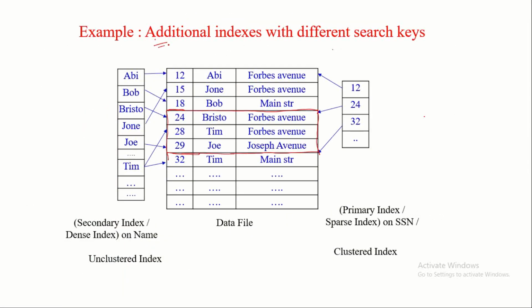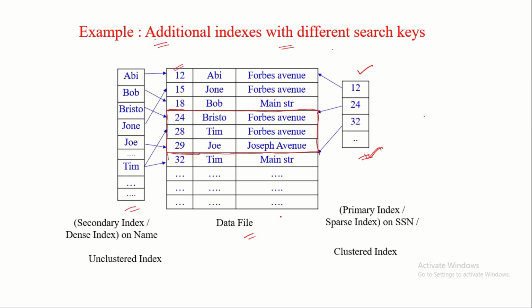Let's now discuss the concept of creating additional indexes with different search keys for the same data file. Okay, here, if you look at this example, two index files are created, and let us take this first index file. Since this index file is created based on the primary key field of the table stored in the data file, it is known as primary indexing. And also, since the number of entries in this index file is smaller than the number of entries in the data file, it is known as a sparse index.